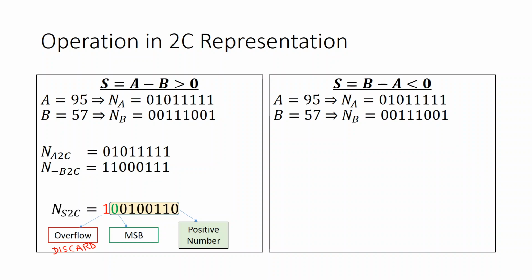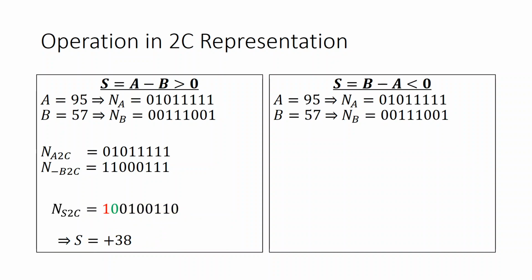So in the remaining number we can see that the MSB is 0, that means it is a positive quantity, and now you go ahead in evaluating the magnitude of that positive quantity. What is the magnitude of that positive quantity? If you evaluate the remaining part, you will get that the answer would be 38. It comes out to be 38.